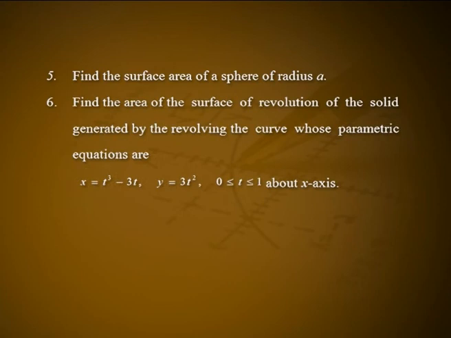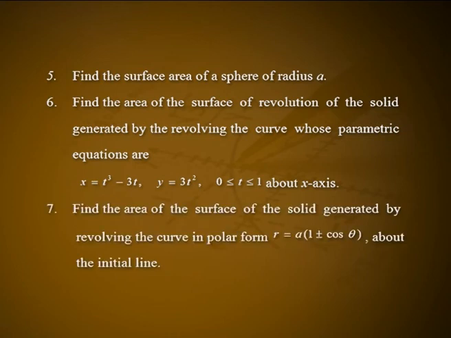Sixth one, find the area of the surface of revolution of the solid generated by revolving the curve whose parametric equations are x = t³ − 3t, y = 3t², 0 ≤ t ≤ 1 about the x axis. Seventh one, find the area of the surface of the solid generated by revolving the curve in polar form r = a(1 ± cos θ) about the initial line.